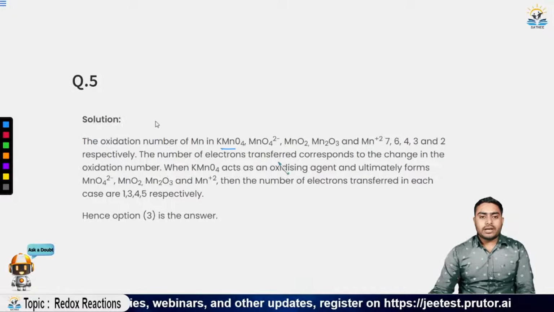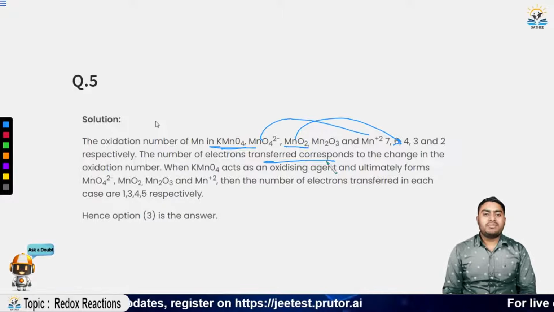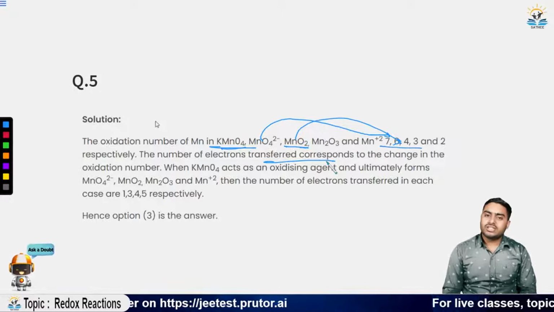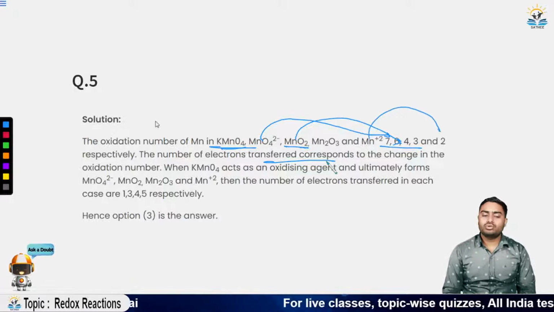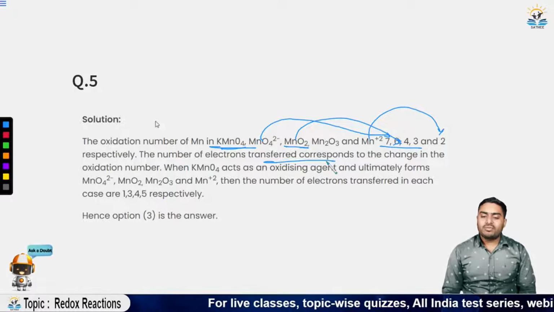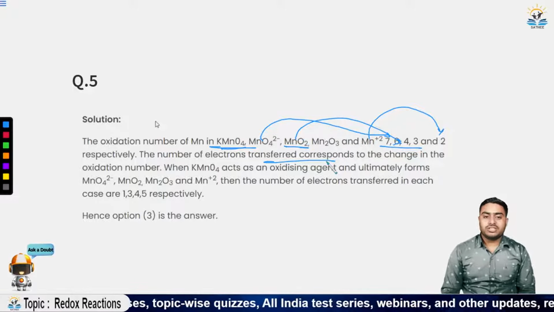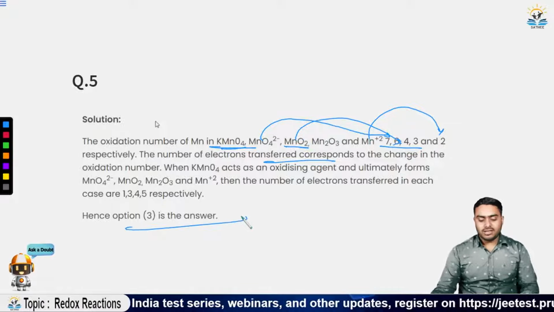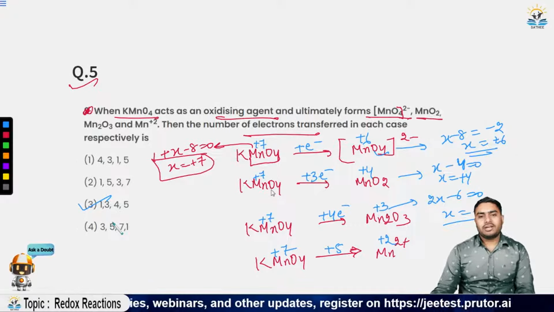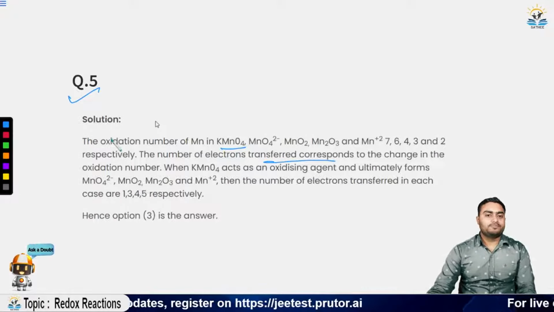The number of electrons transferred corresponds to the change in the oxidation number when KMnO4 acts as an oxidizing agent and ultimately forms MnO4 2 negative, MnO2, Mn2O3, and Mn+2. The number of electrons transferred will be 1, 3, 4, 5. So the correct option will be 3, and you already know the answer, we have discussed. The next is question number 5.